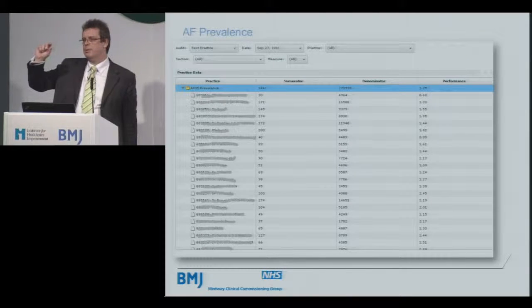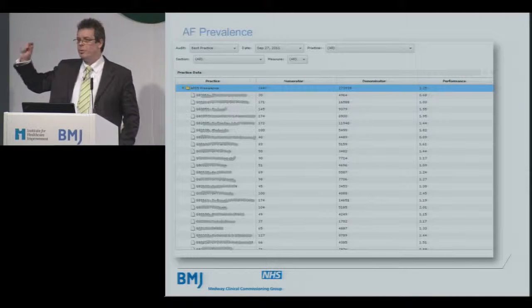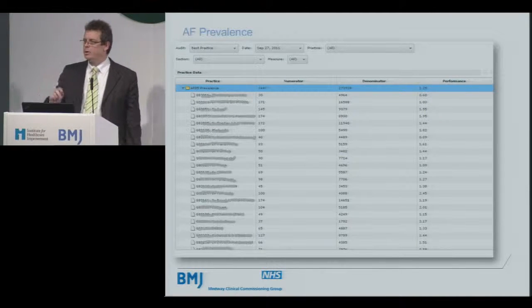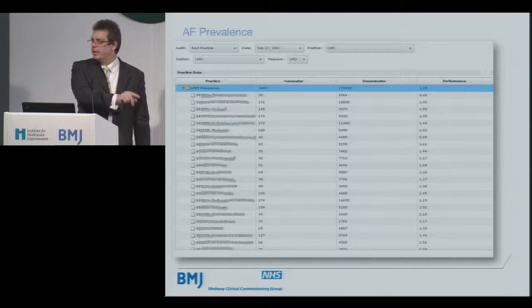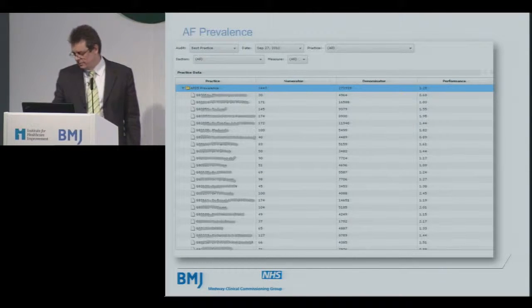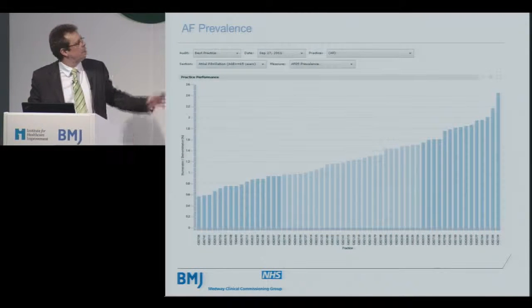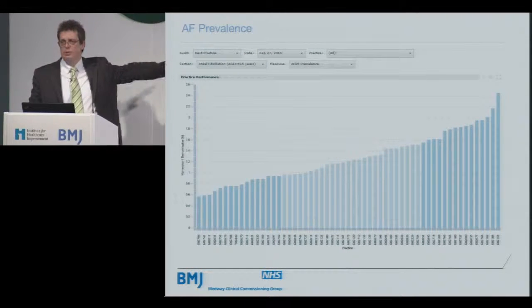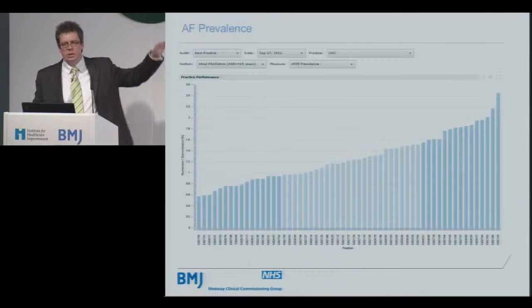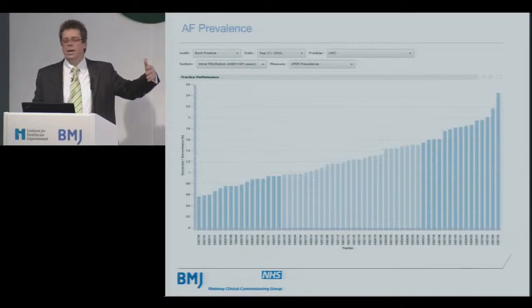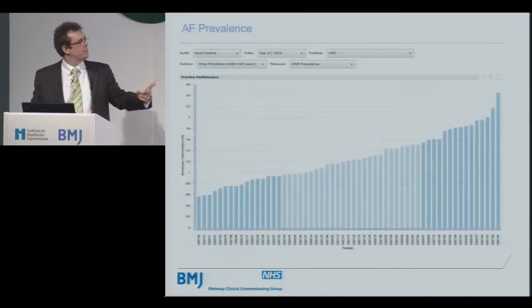But clearly, it's important to make sure that those people who should be on warfarin are on warfarin, but it's equally important that we've diagnosed them as having AF to begin with. And this helps target support. It helps have the conversations. And we can see that variation, and there's quite big variation across some of the practices, and we know why some of that is because of the distribution of patients and their age. But equally, we can start having conversations. Some of those practices probably aren't looking hard enough to find those patients.